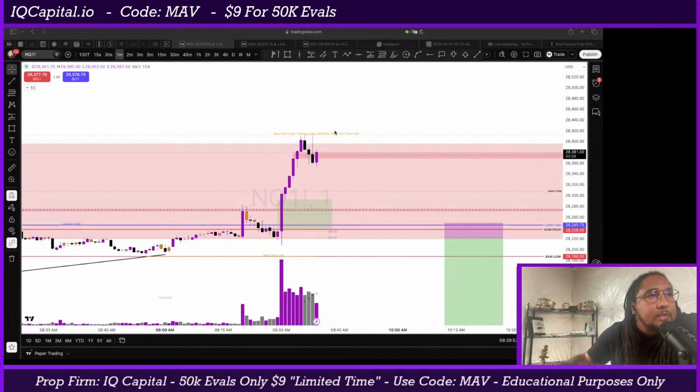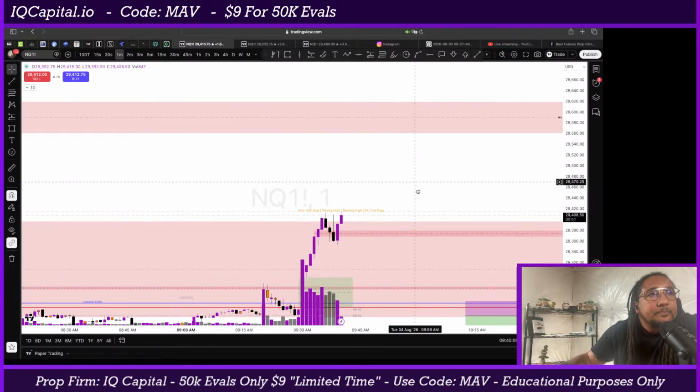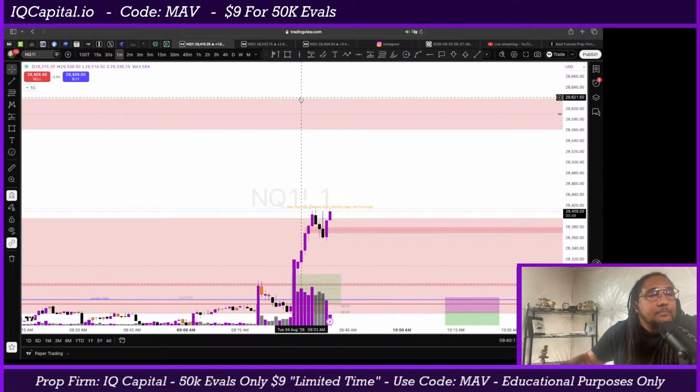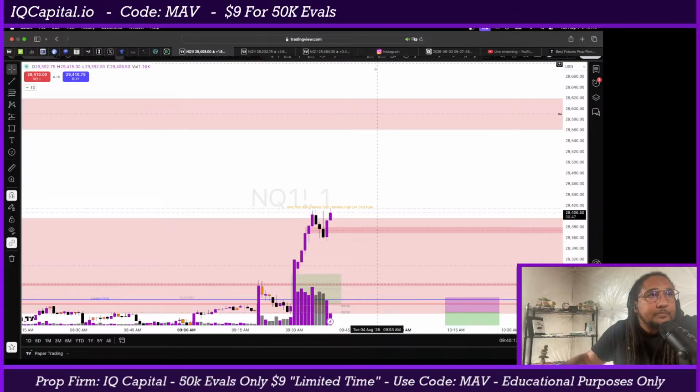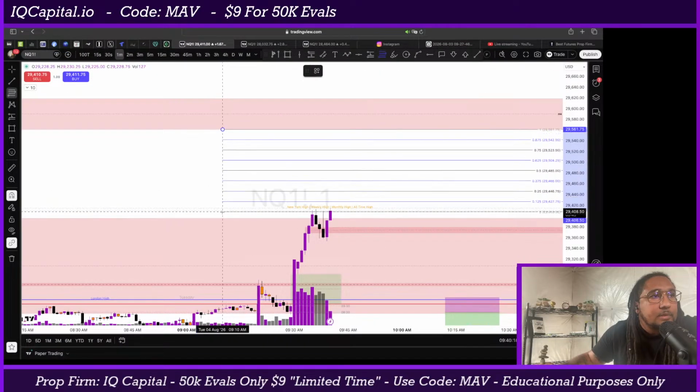So ideally we like to see, you know, the wicks are fine, but we don't want to see any body closes above this fair value gap if it's going to respect it, but it looks like it's not. So it's a good indication that price wants to continue a little bit higher. So that's dropped.